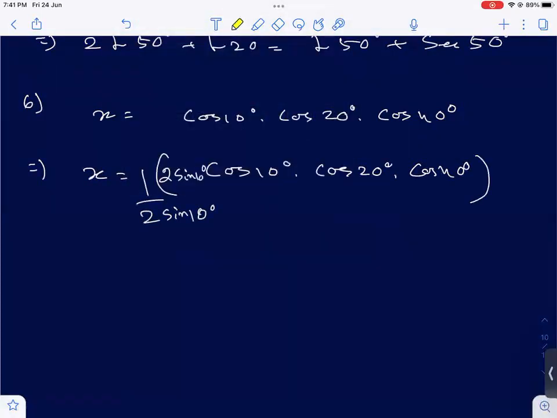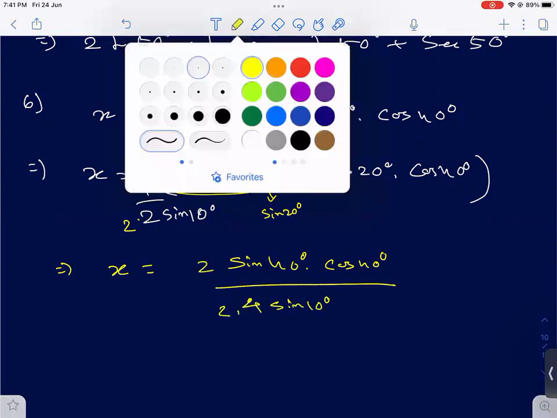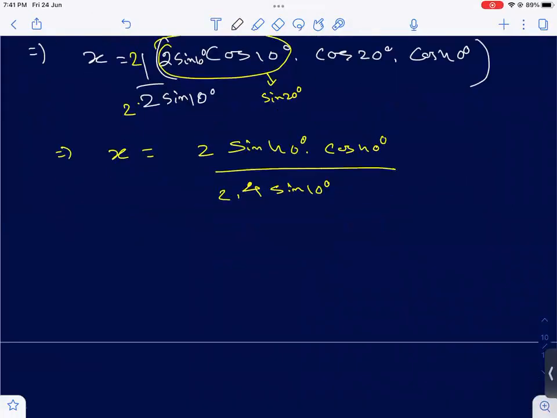So directly we are getting 2 sin 10 cos 10 is sin 20. So this is coming sin 20. Let us multiply by another 2. So 2 sin 20 cos 20 is sin 40. So sin 40 is here, and it was cos 40. Now in the denominator, it is 4 sin 10. Again I am multiplying by 2. 2 sin 40 cos 40 is sin 80. So this is coming sin 80 by 8 sin 10.